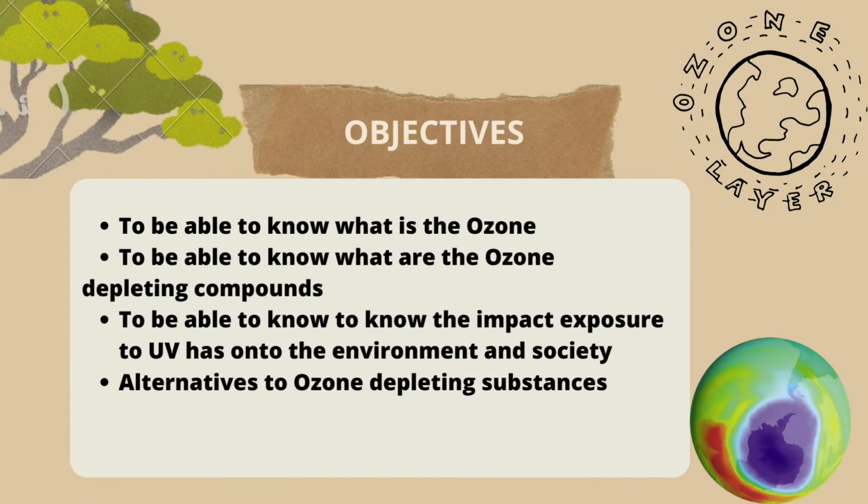Our objectives include to be able to know what is the ozone, to be able to know what are the ozone depleting compounds, to be able to know the impact exposure to UV has onto the environment and society, and also alternatives to ozone depleting substances.